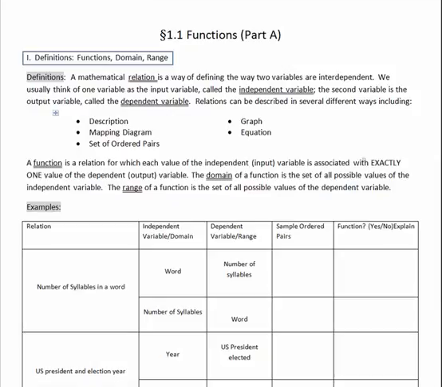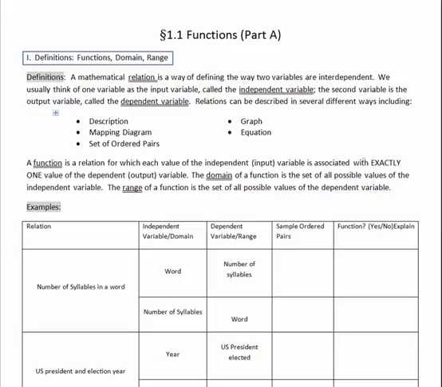This is section 1.1, part A, on functions. We'll start with a couple of definitions. A mathematical relation is just a way of defining two variables that depend on one another. We usually think of one of our variables as the input or independent variable. In math, you usually see this as the x. And the second variable is the output or the dependent variable. Again, in math, we often think of this as the y. A relation can be described in a lot of different ways, and we're going to see several of them in the chart that we're going to create.